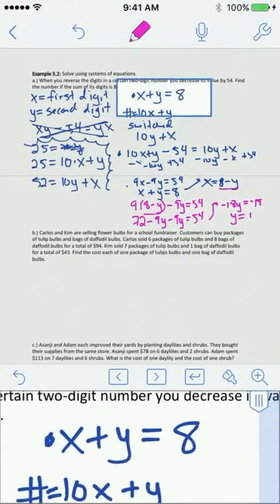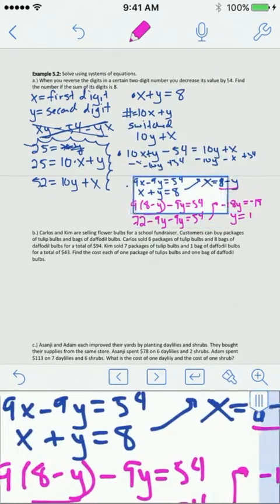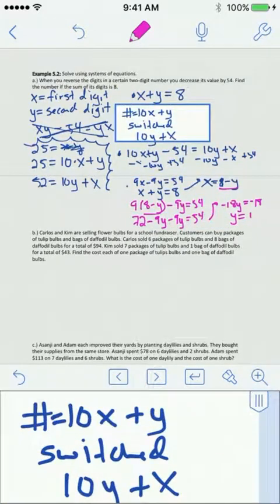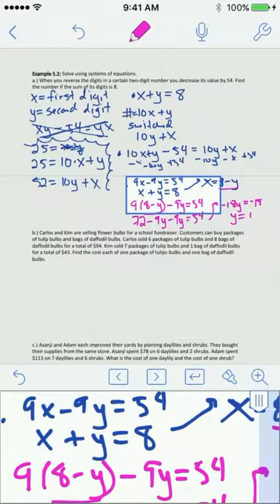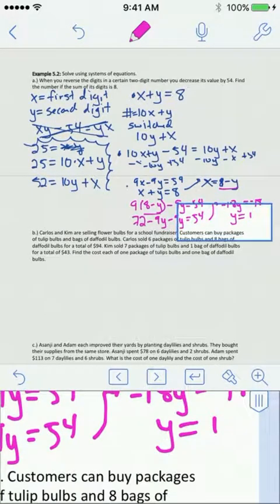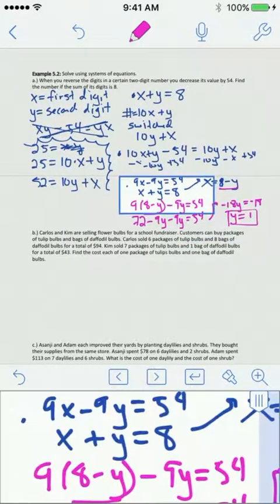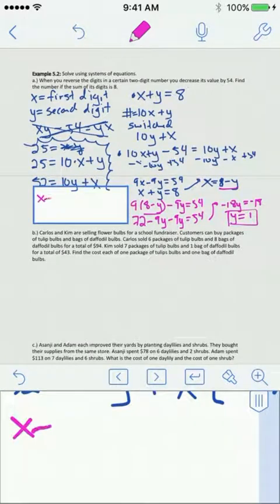Now I can use any of these equations we had originally to find my number. I can use this equation, or I can use the top one or the bottom one, and I can find my x value. So x plus y equals 8.